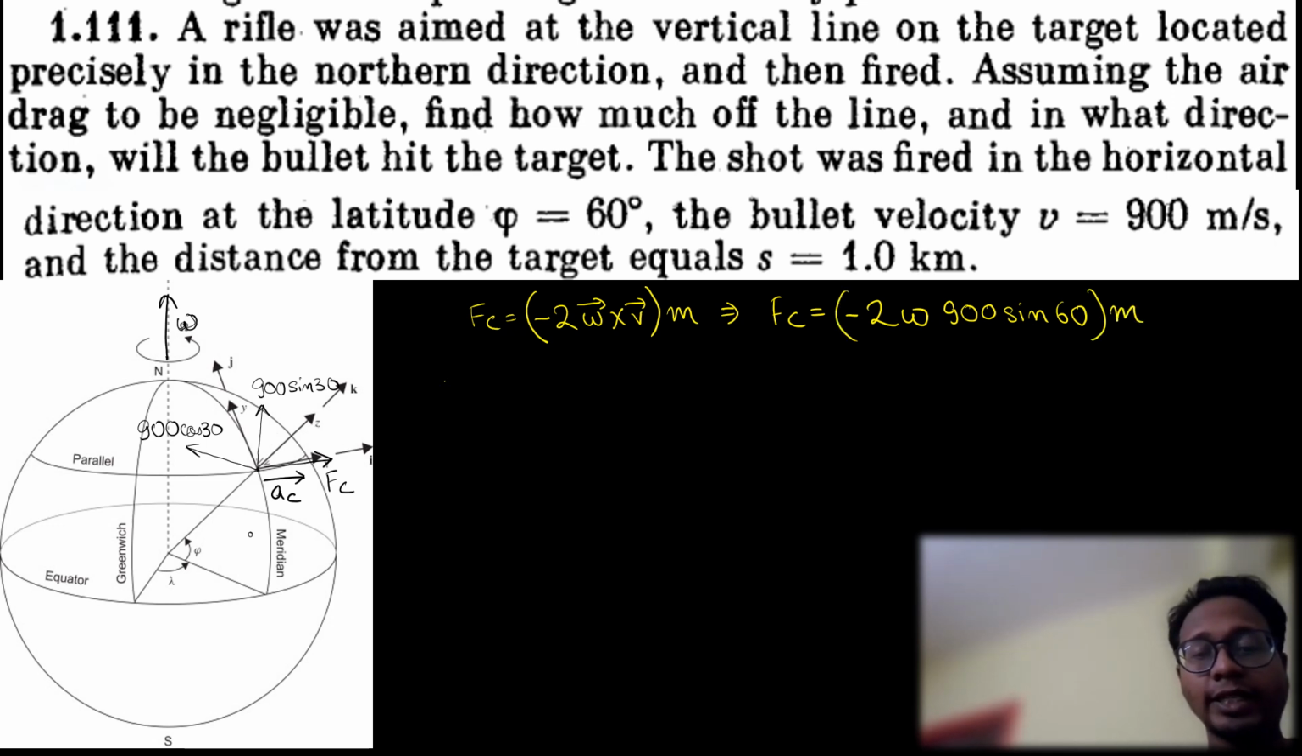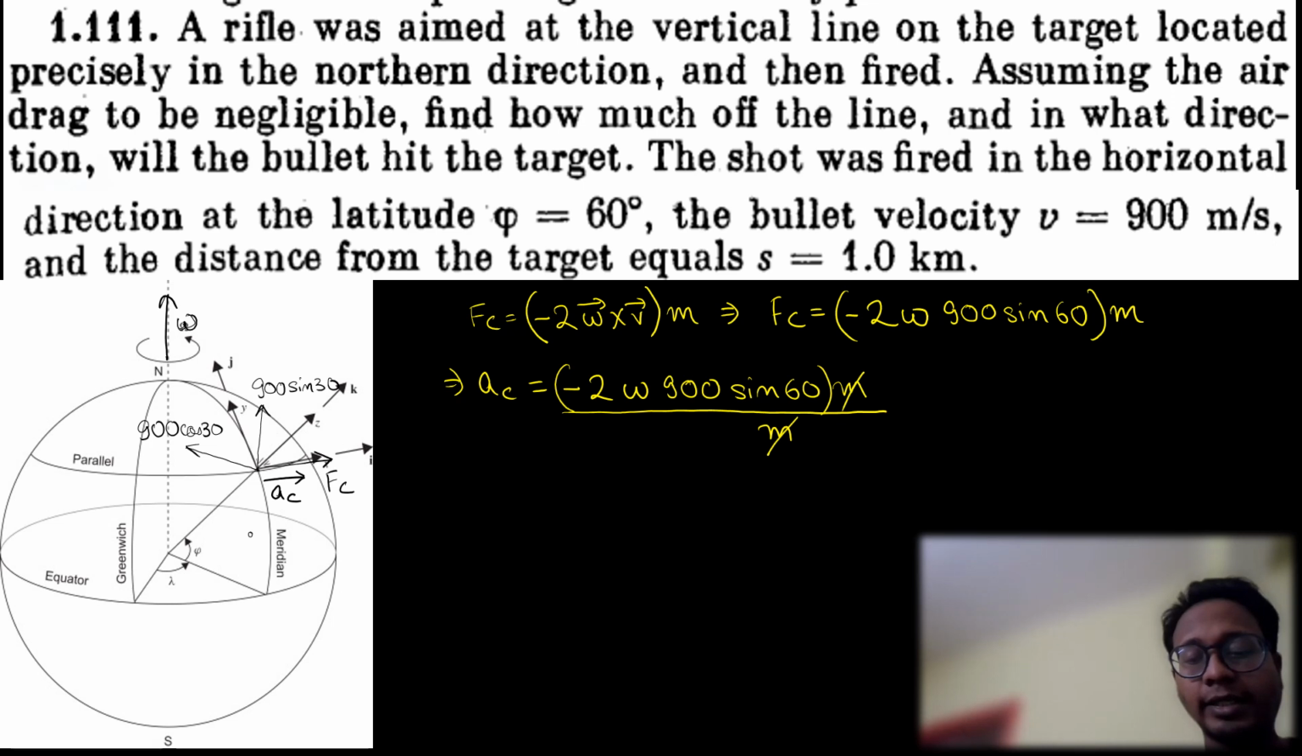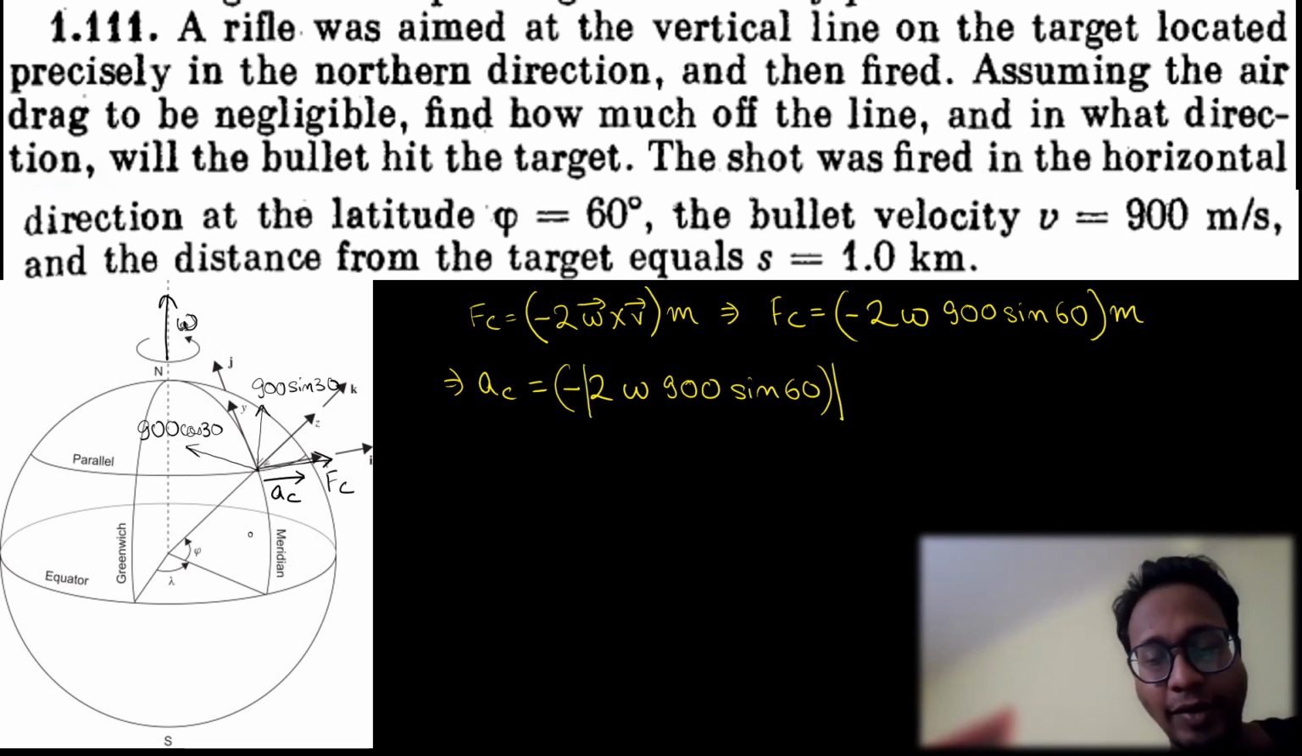This is the value of Coriolis force. The value of Coriolis acceleration would be nothing but force divided by mass, that is 2 into omega into 900 sin 60 into m, divided by m. So mass and mass will get cancelled. So this is the value of the Coriolis component of acceleration. This minus represents nothing but the direction of the force, which will be along x-axis, or along this direction. I'm just taking the magnitude of the forces out there. So the value of acceleration is nothing but 2 omega 900 sin 60.